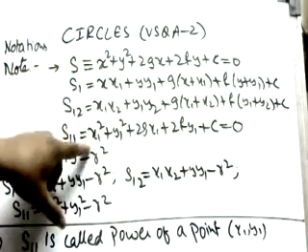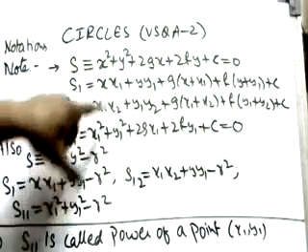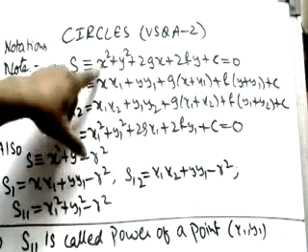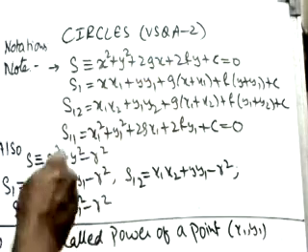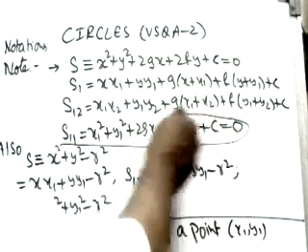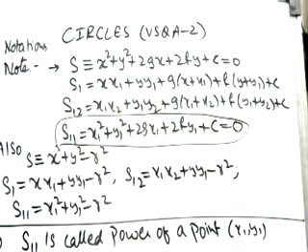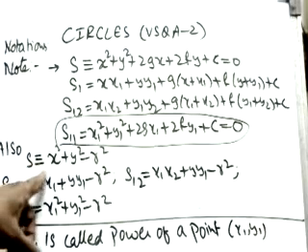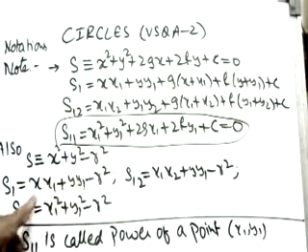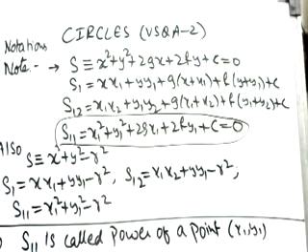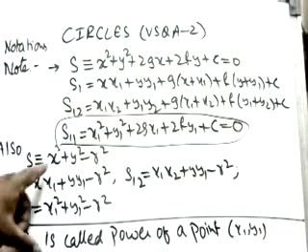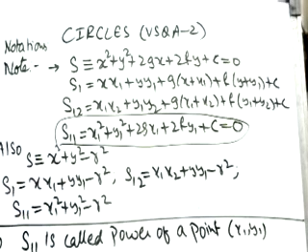Now S11 means the same circle, in place of x you write x1, in place of y you write y1. So x1 square plus y1 square plus 2gx1 plus 2fy1 plus c. So this is the formula of S11. If there are no x and y terms, then the circle is like this: x square plus y square minus r square. So S1 will be xx1 plus yy1 minus r square. S12 is x1x2 plus y1y2 minus r square. S11 is the same: x1 square plus y1 square minus r square.